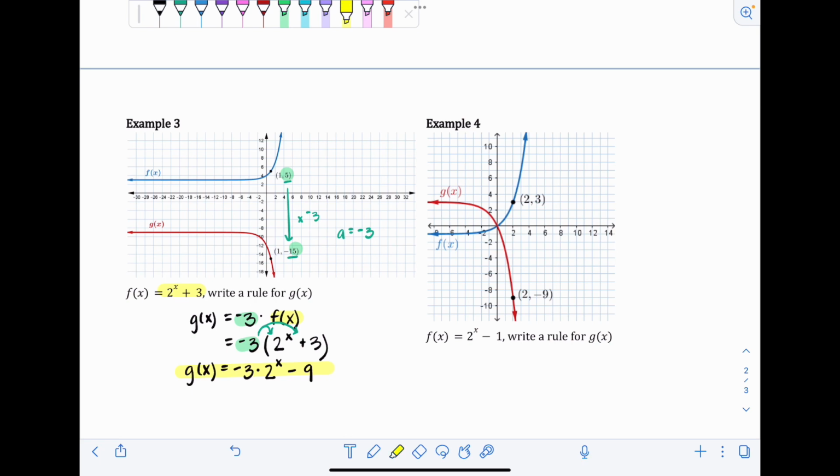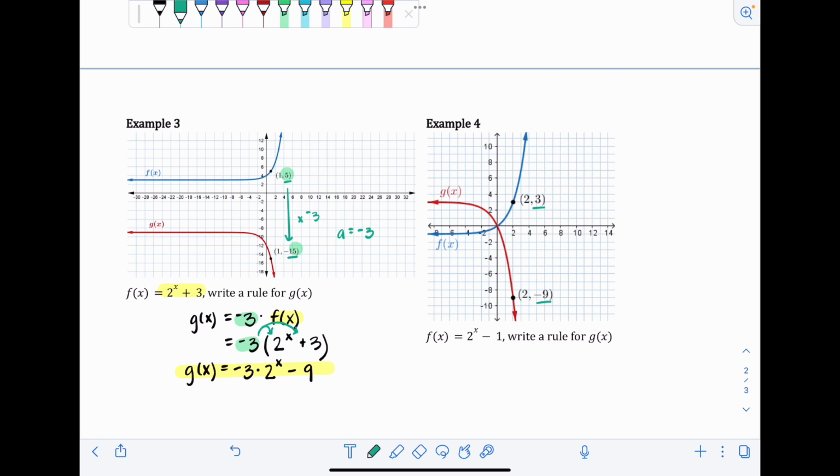So on f of x, our original point is 2, 3, and then on g of x, our original point is 2, negative 9. So you can see again, the change is happening in the y coordinate. In the y coordinate, it's going from 3 to negative 9. And you can also see that the shape of the graph is changing, so there's some sort of dilation, and it's also getting flipped upside down, so there's some sort of reflection as well.